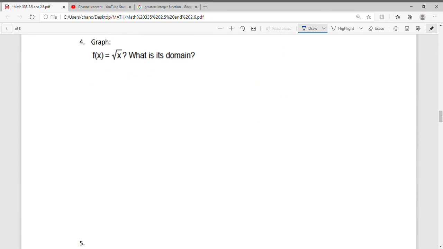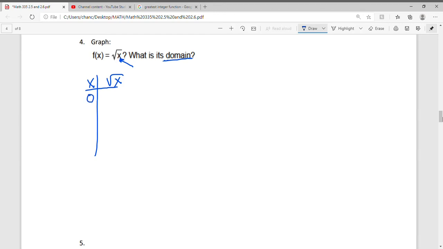Question 4, let's graph the square root of x and determine what the domain is. Let's make a table again. Now the issue is we cannot pick negatives. The negatives do not work because we're taking the square root of it, and that's not possible to graph an imaginary number. So we'll take positive numbers.